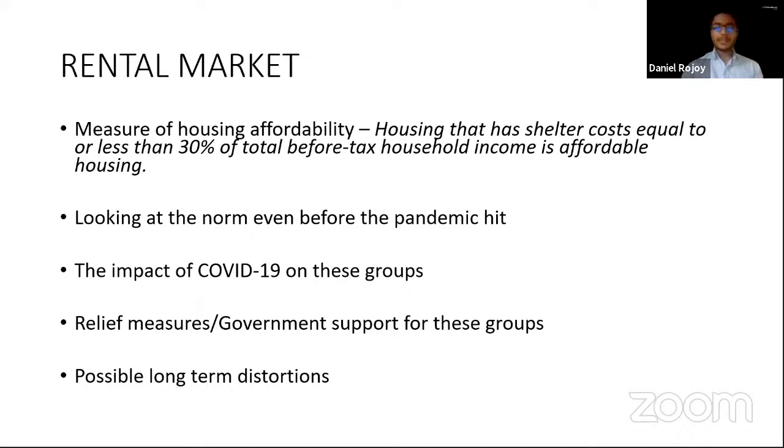Then we looked at the relief measures, or the government aids and support that were provided to these groups when COVID hit, as a countermeasure to COVID. Finally, we also looked at the possible long-term distortions, or the effects of the housing affordability crisis.